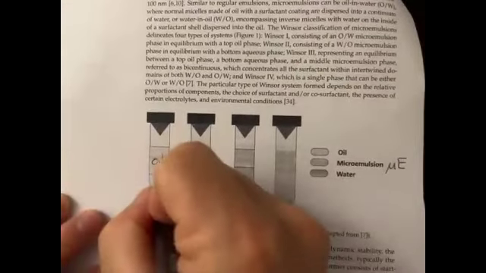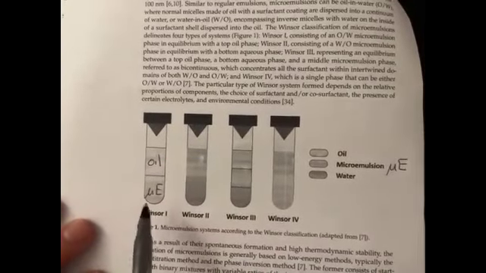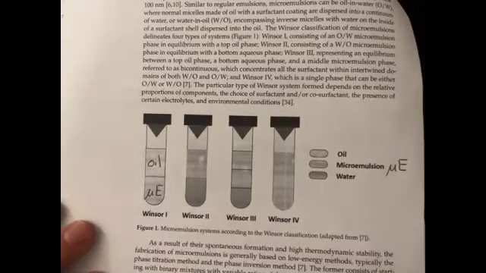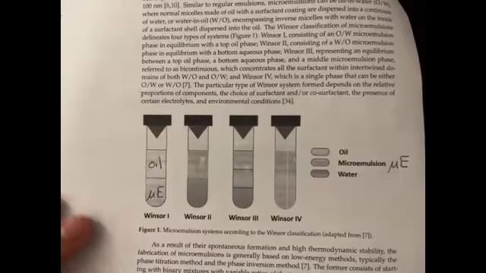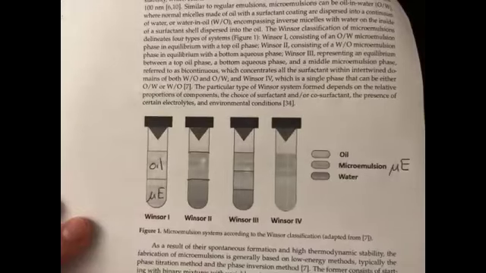So this is going to be microemulsion. And so a Windsor 1 type microemulsion has microemulsion with oil on top. Typically the oil is less dense. Then it's hard to see here, but there's 2 here.